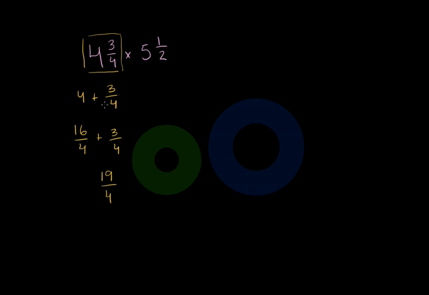A quicker way, or a way that would take less space, you'd say 4 times 4 is 16, plus 3 is 19. 19 over 4. And then let's do the same for 5 1/2.